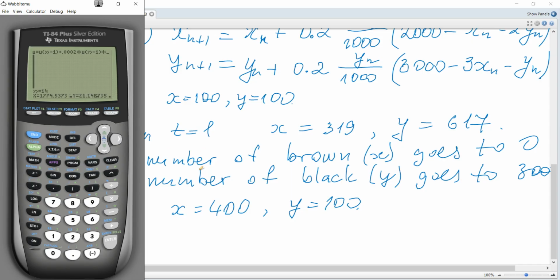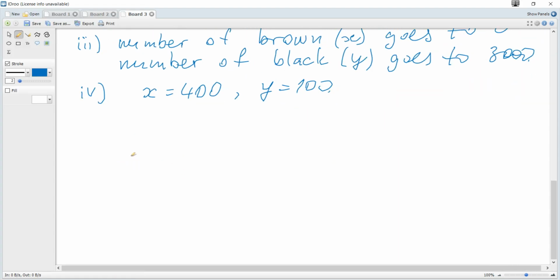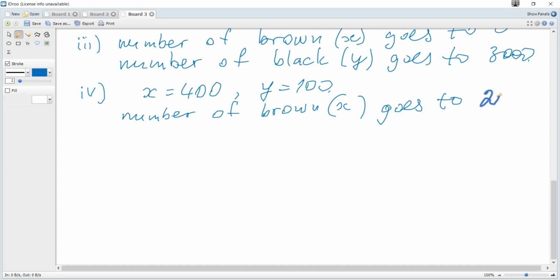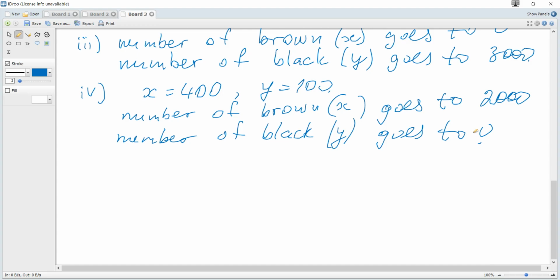Then we write that the number of brown x goes to 2000, and the number of black y goes to 0.